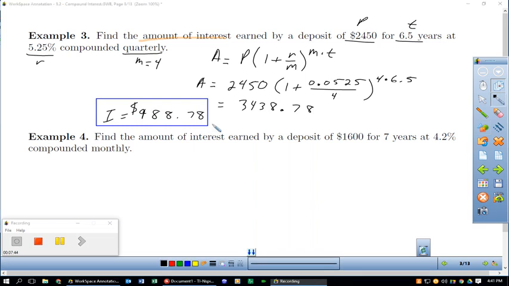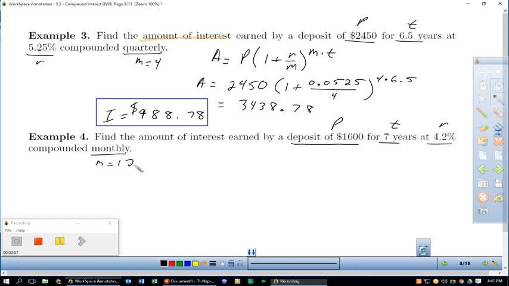Number 4 is just a repeat of this. Find the amount of interest earned by a deposit of $1,600 for 7 years at 4.2% compounded monthly. First, our deposit, $1,600, 7 years is our time, 4.2% is our rate, compounded monthly. That means our M is 12. So A equals 1,600 times 1 plus R, 0.042 over M, which is 12, to the 12 times 7.